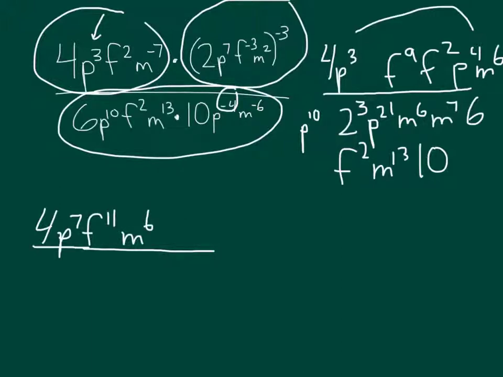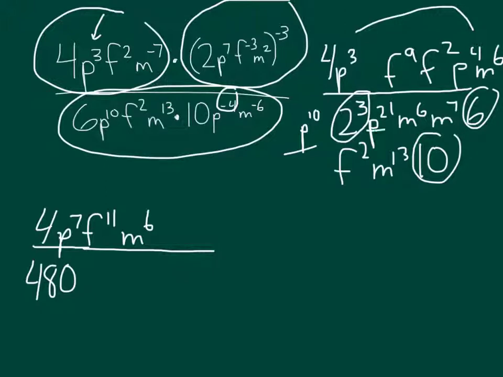On the bottom we have all sorts of stuff, so I'm going to get the coefficients. I have a 2 to the third, which is 2 times 2 times 2, which is 8. And I have a 10. 8 times 10 is 80. And 80 times 6 is 480, which will eventually simplify with that 4. Let's get all of our p's. I have p to the 10th, p to the 21st. So let's add those together and we get p to the 31st.